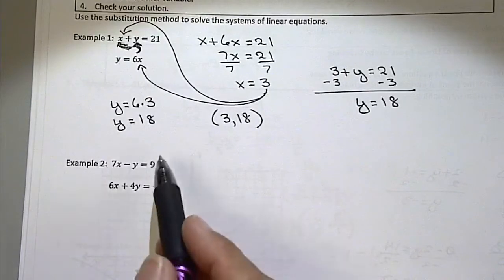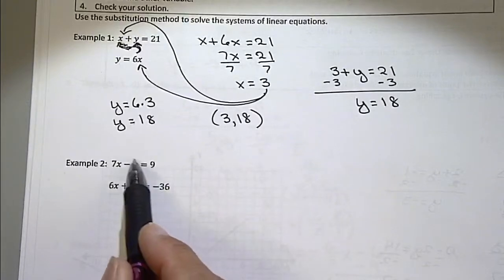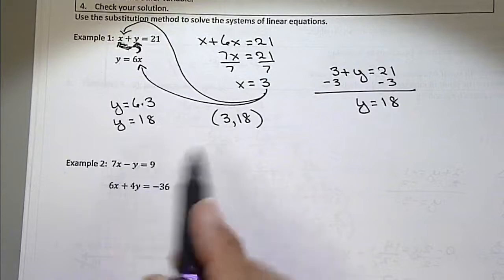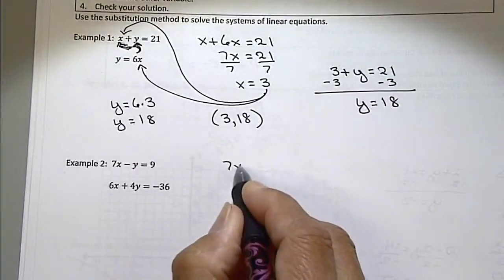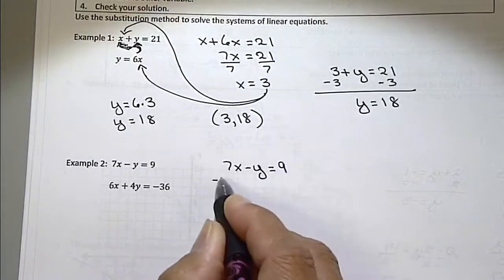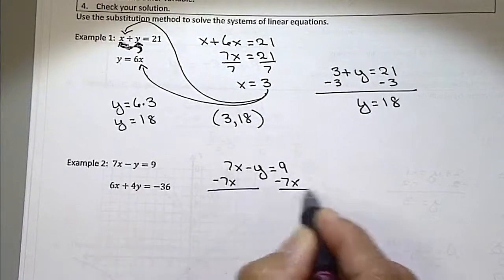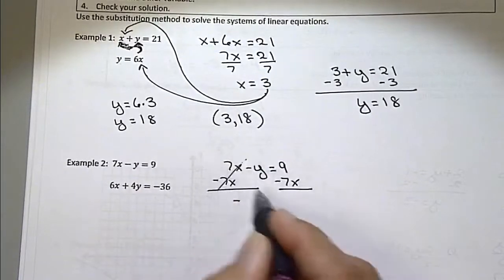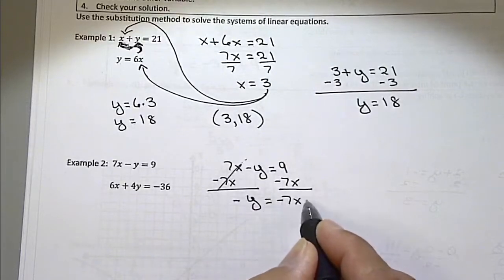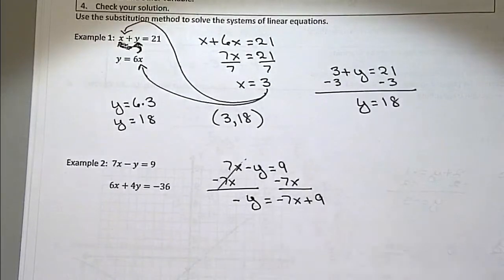I'm going to say this looks easier to solve for y to me because I've got a single y. I mean, it's a negative y, but I'm going to take this one, and I need to solve for one of the variables. I'll choose you because you look easy. I have to subtract 7x from both sides, right? So this goes away, but I have negative y is equal to negative 7x plus 9. And then what am I going to do to finish this up?